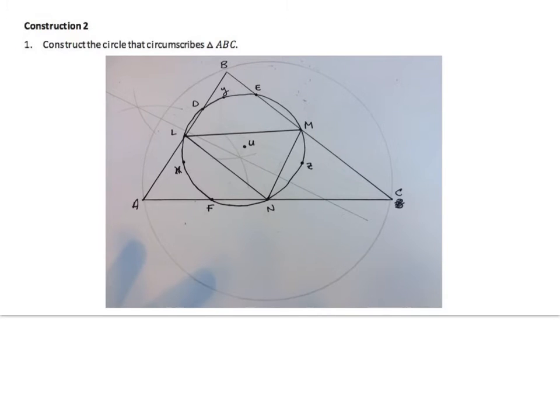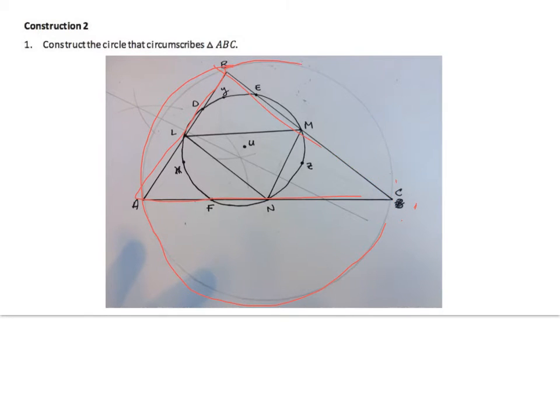Okay, construction 2. Construct the circle that circumscribes triangle A, B, and C. Okay, it was a little more difficult to get this circle drawn. Looks like I corrected that vertex over there. It is C. So draw that circle, and we're going to try to find the center of that circle, which means we're going to find the circumcenter of triangle ABC.